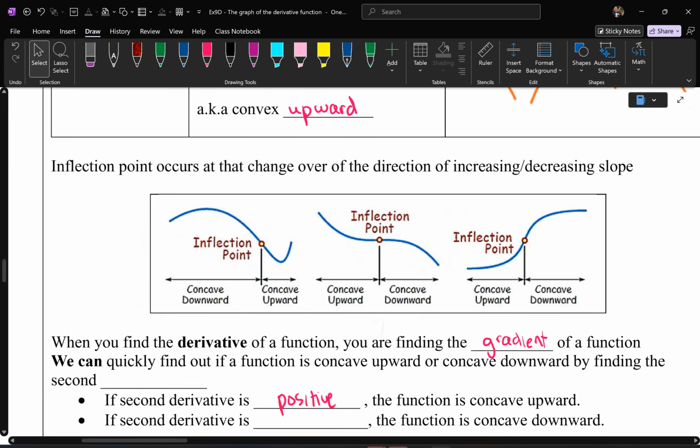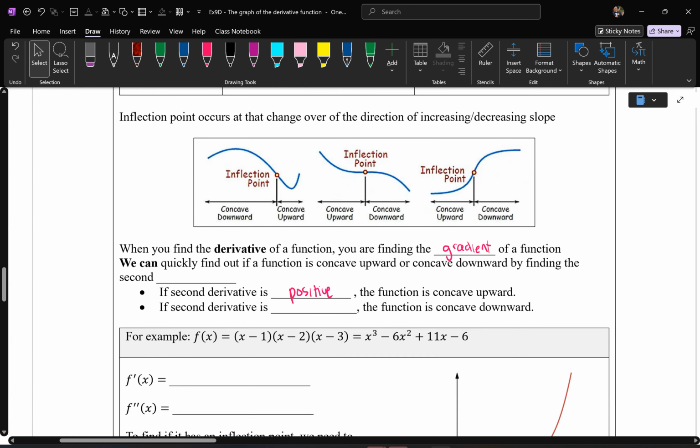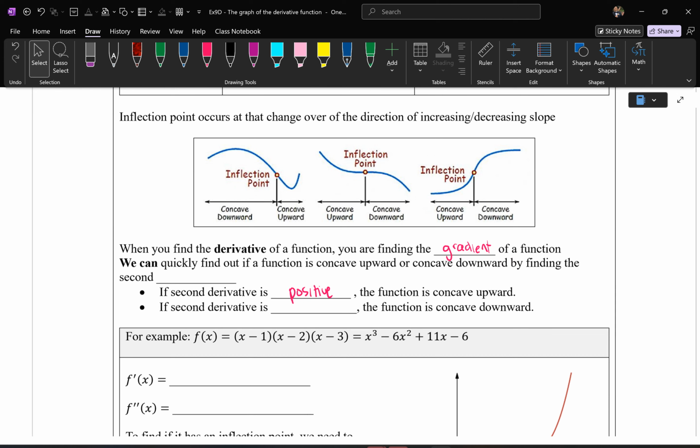Now, the other way is that you can do what the special students would do. It is the double derivative. It means that in your derivative graph, where it's the maximum or minimum, that's when an inflection point occurs. So here, when you find the derivative, you're finding the gradient of a function. We can quickly find out if the function is concave upwards or concave downwards by finding the second derivative.